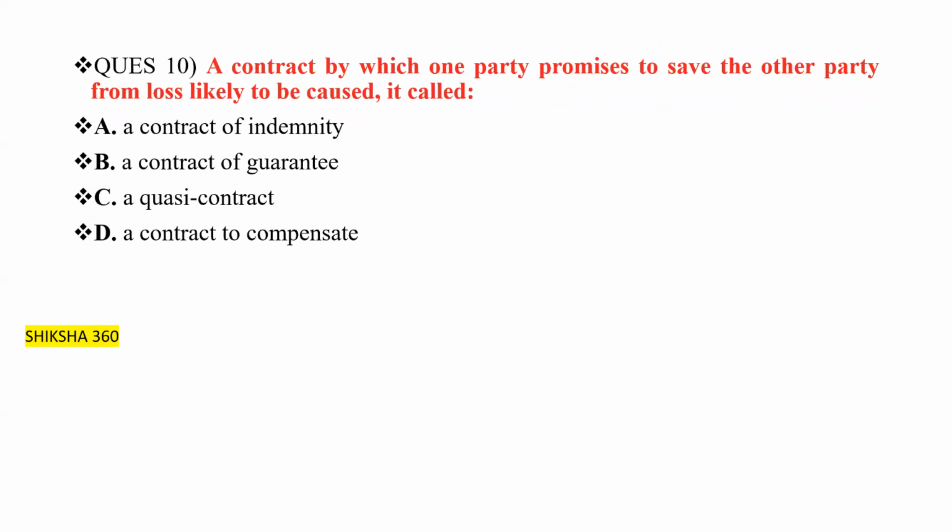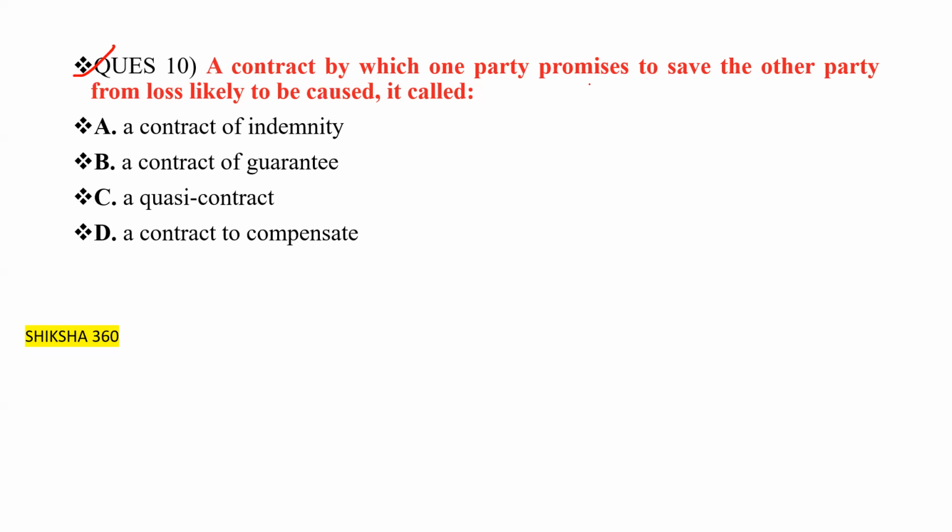Question number 10. A contract by which one party promises to save the other party from the loss likely to be caused is called a contract of indemnity, a contract of guarantee, a quasi contract, or a contract to compensate. So what will be the correct answer?